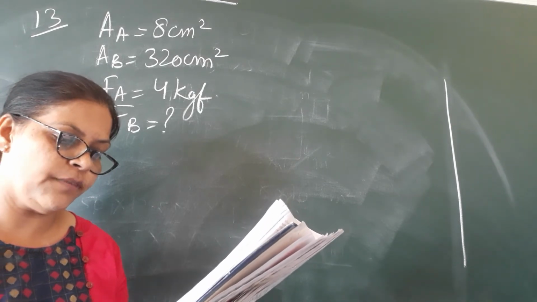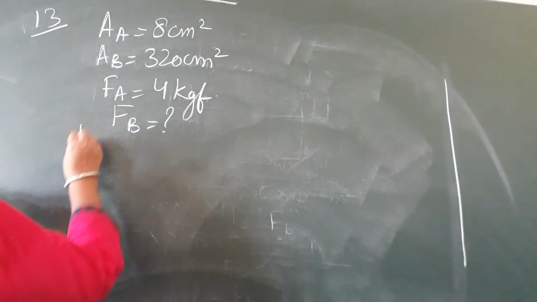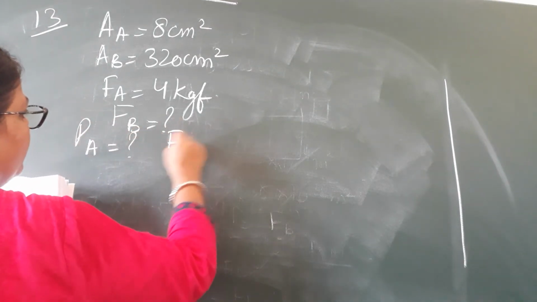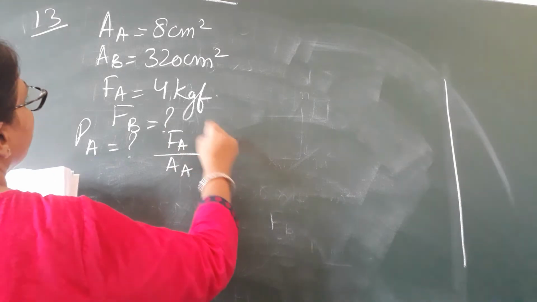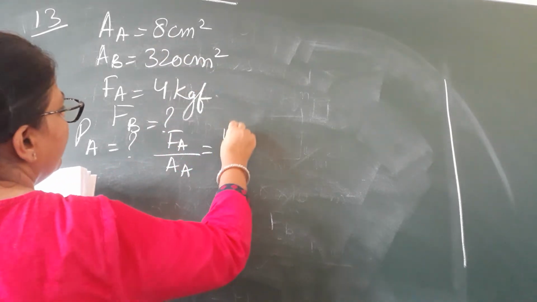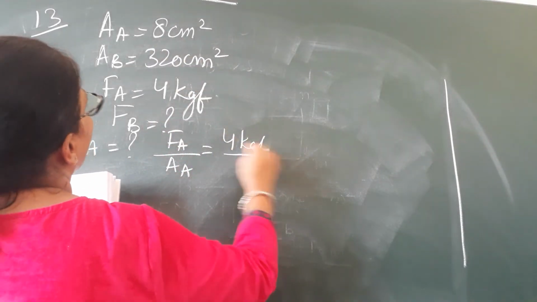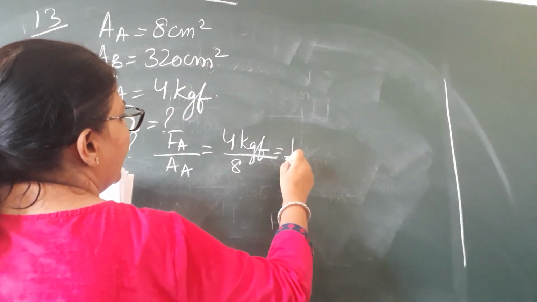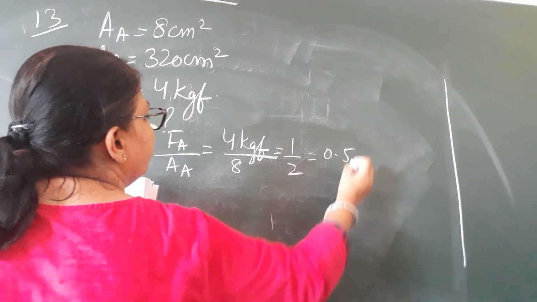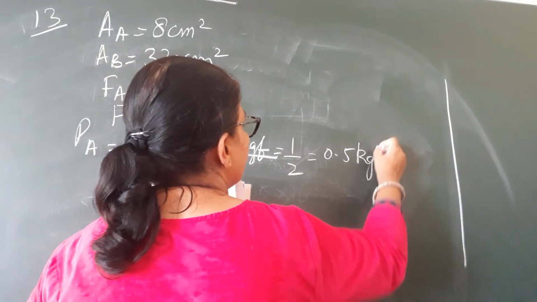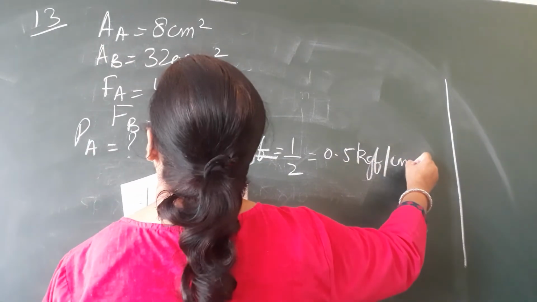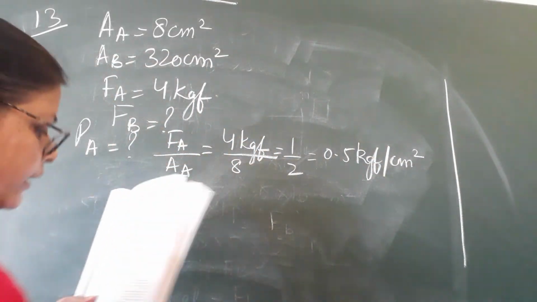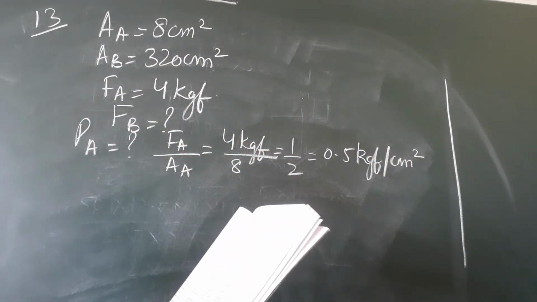First of all, you are supposed to find out the pressure on A. Now the pressure on A, which formula? Thrust upon area, that is force upon area. What is the force, children? The force is 4, and what is the area? The area is 8. So that will come to 1 by 2, and it would be 0.5 kgf per square centimeters, right children?